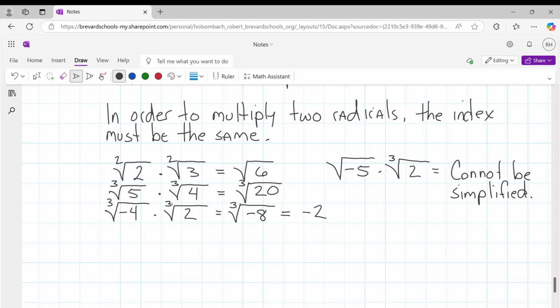If the index is the same, you can multiply. If the index is not the same, then it cannot be simplified. Fifth root of negative 5 times the fifth root of negative 2 is equal to the fifth root of negative 5 times negative 2, which is 10.